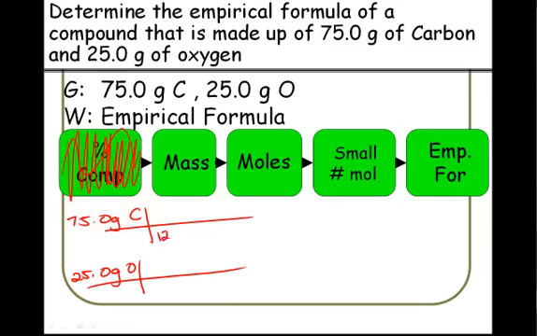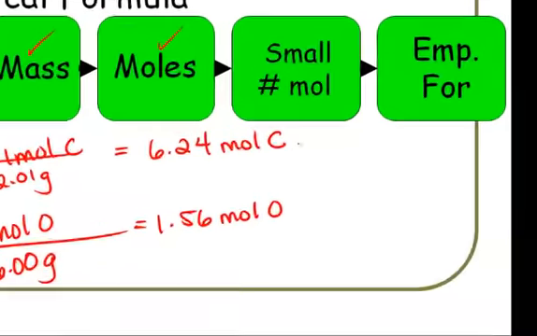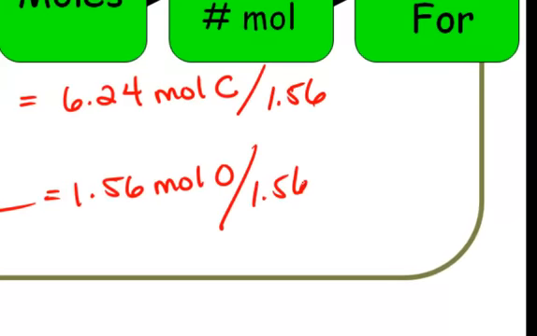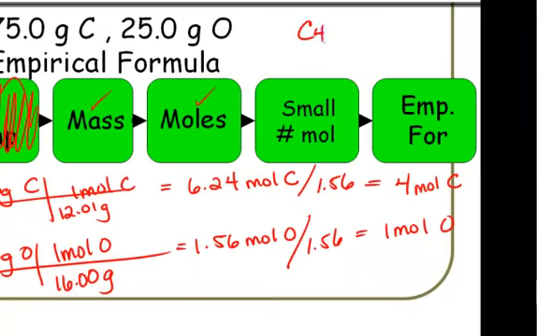Our carbon has a molar mass of 12.01 grams in 1 mole of carbon, and 1 mole of oxygen has a mass of 16.00 grams. So 75.0 divided by 12.01 is 6.24 moles of carbon, and 25 divided by 16 gives us 1.56 moles of oxygen. So we've gotten our mass, we've converted to moles, now we'll divide by the smallest number. Well, we'll divide them both by 1.56, so 6.24 divided by 1.56, and we get 4 moles of carbon and 1 mole of oxygen. So, given this, our formula would be C4O.